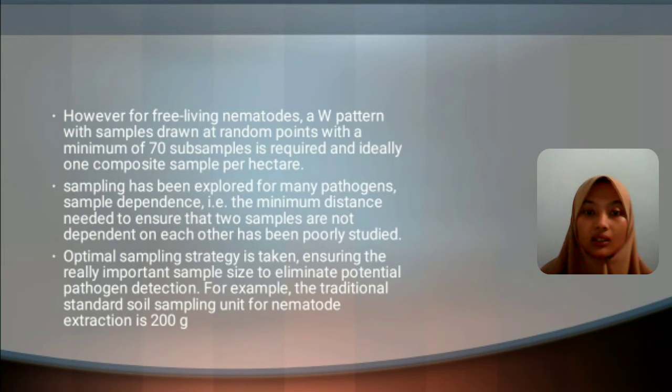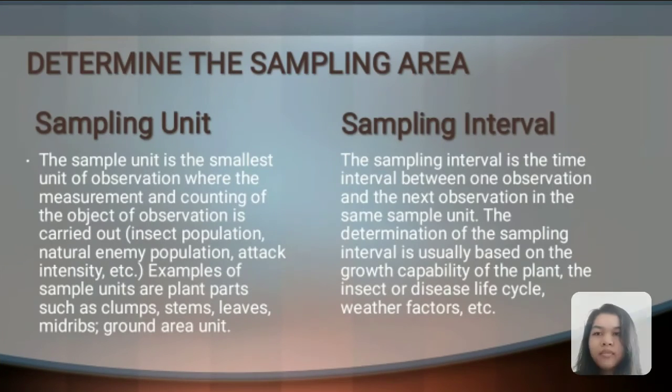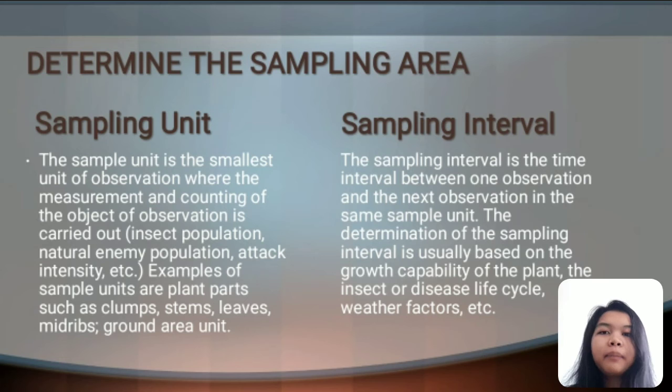For example, the traditional standard soil sampling unit for nematode extraction is 200 grams. The next one is to determine the sampling area. The first one is sampling unit, and then the second one is sampling interval, and the third one is the sample size.